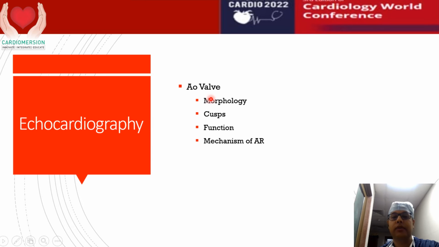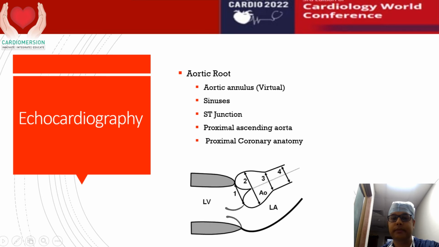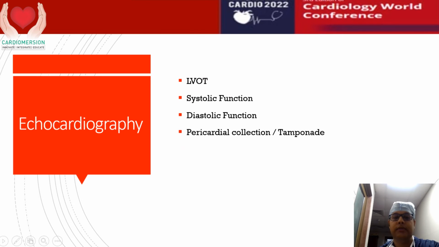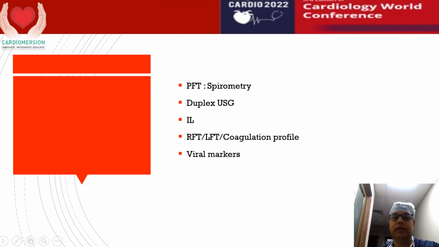In echocardiography, we look for the aortic valve morphology, cusps, function, and mechanism of the aortic regurgitation. On the aortic root, we look for the aortic annulus, the virtual aortic annulus, which is seen on echocardiography, the sinuses, the sinotubular junction, proximal ascending aorta. The left ventricular outflow tract, the systolic function, the diastolic function, and most important, the pericardial collection or tamponade, if it is present, is seen.